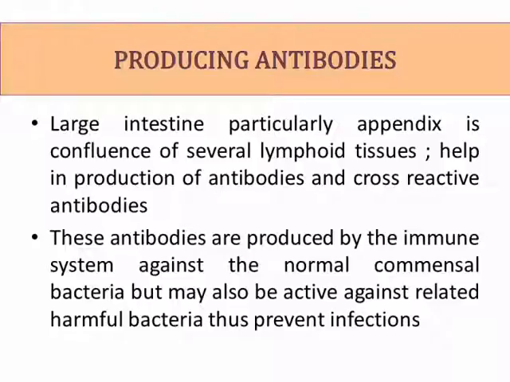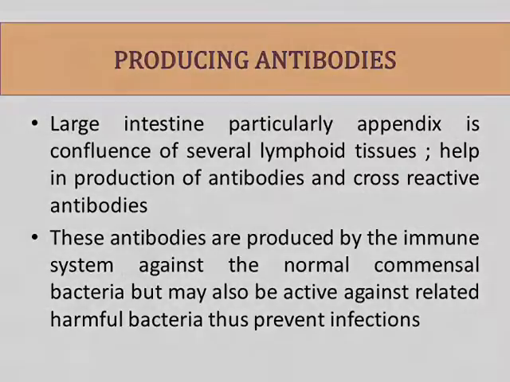Lastly is producing antibodies. It is important for immunity, particularly the appendix in the large intestine helps produce antibodies. And aside from acting against the normal commensal bacteria, these antibodies can also prevent infection by harmful bacteria.